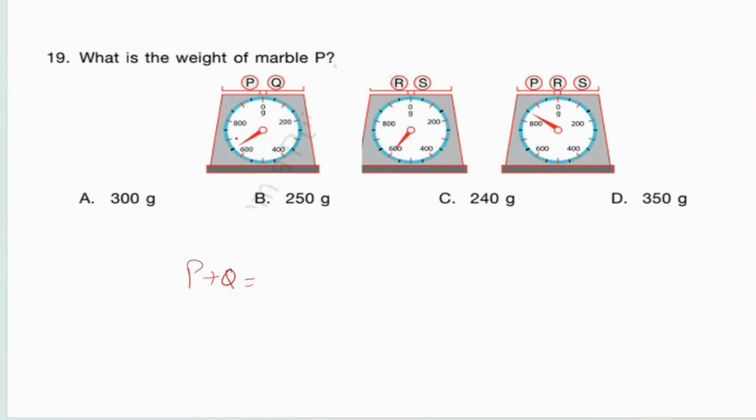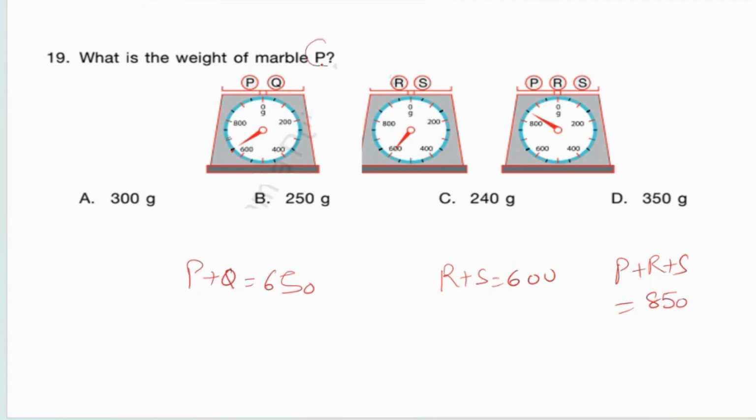The weight of P and Q will be between 600 and 800. There are 4 gaps, so every gap stands for 50. So that will be 650. And for R and S, that will be 600. And for P plus R plus S, that will be 850. Right, everyone? Okay.